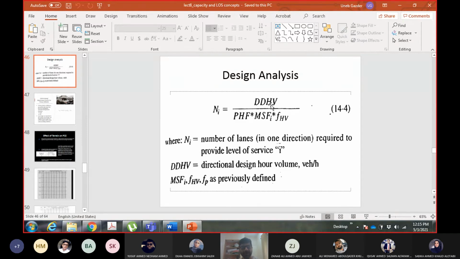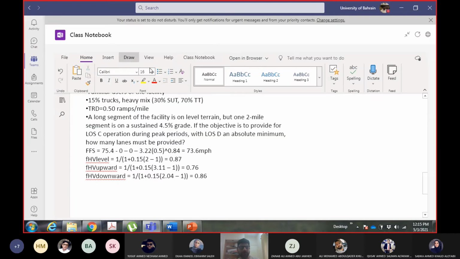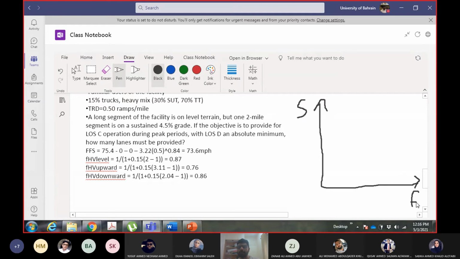How to get it? It requires some plotting. I will tell you the procedure, and then I will go back to the values given in the question. First of all, you need to draw a graph between speed and flow. The first value in the graph will be equal to the free flow speed.